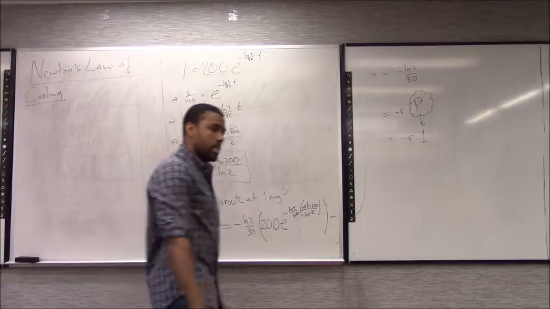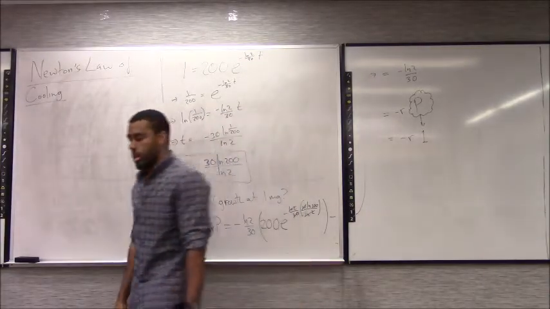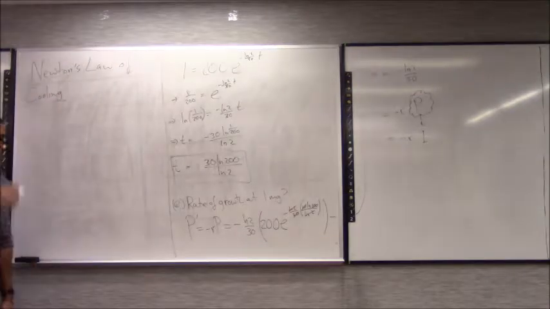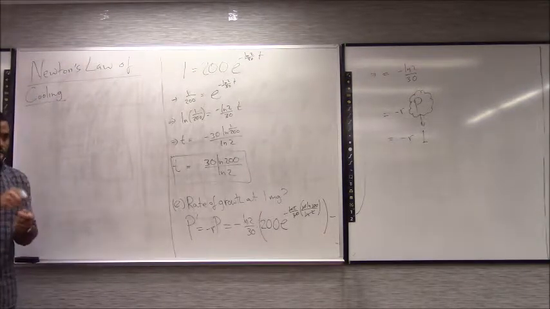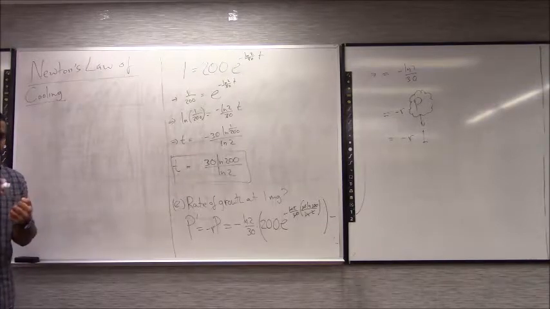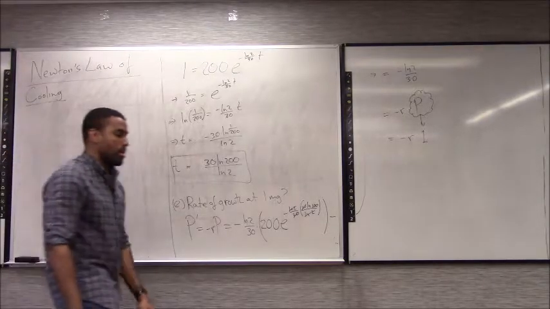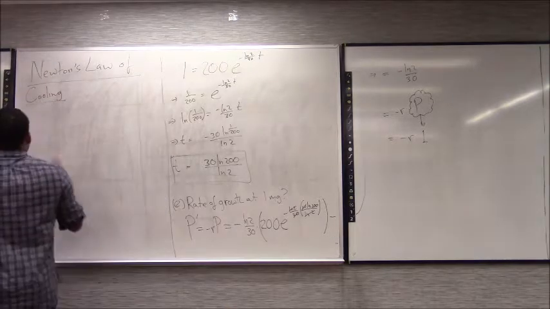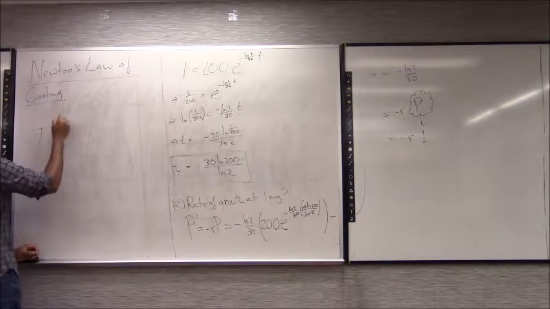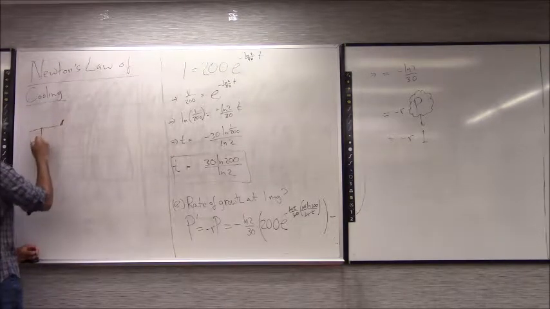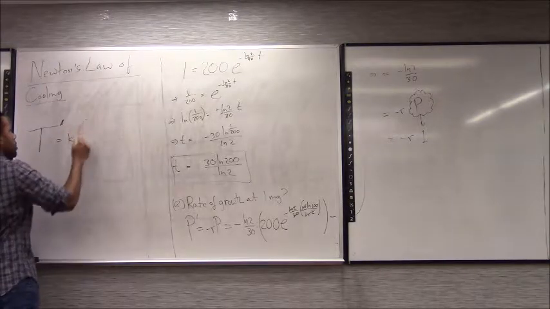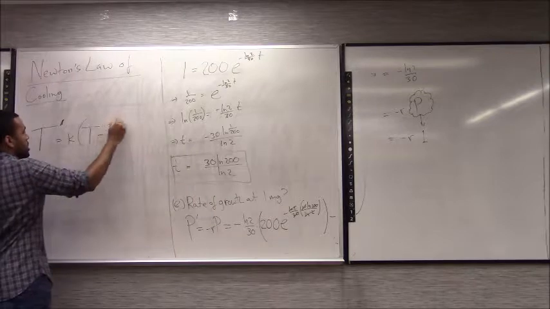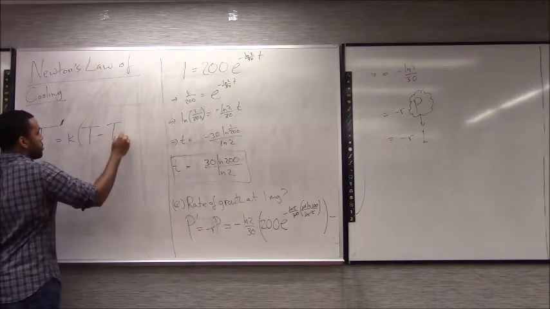And it's a law that he pretty much came up with empirically. So there's no mathematical derivation of this law. He measured things, he timed things, and he came up with this law. And he figured out that the rate of change of temperature is actually proportional to the difference between the current temperature and the ambient temperature.